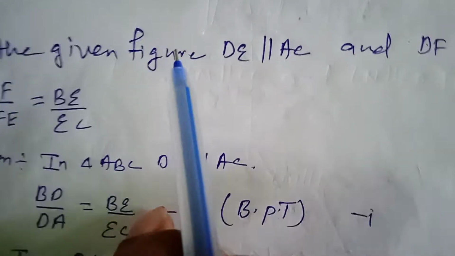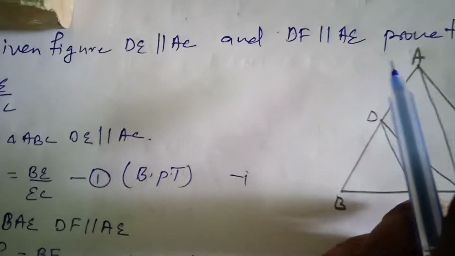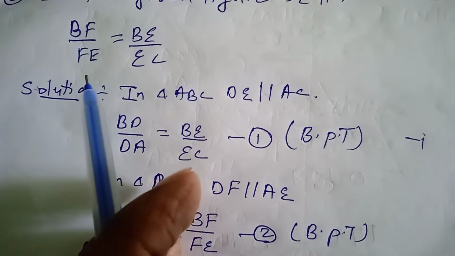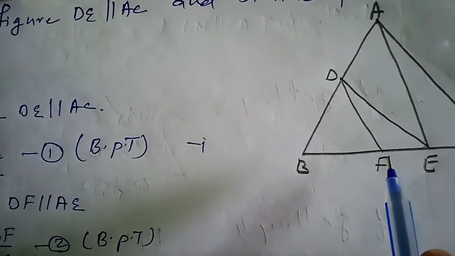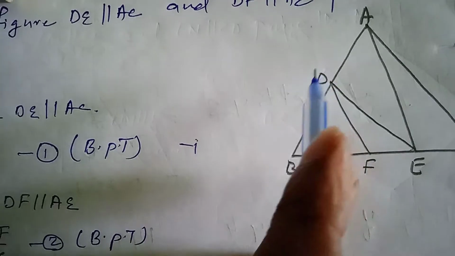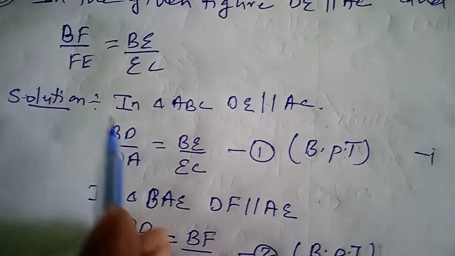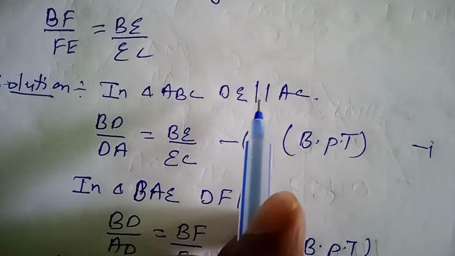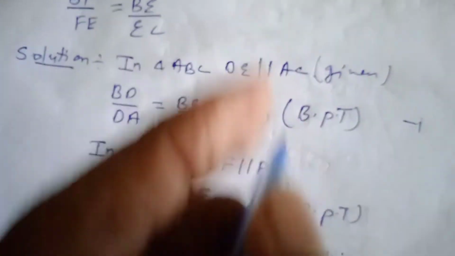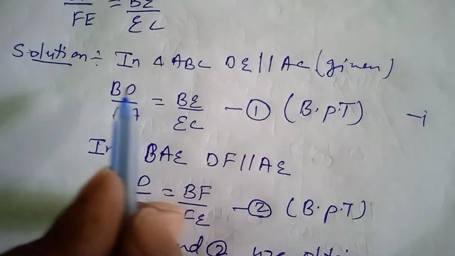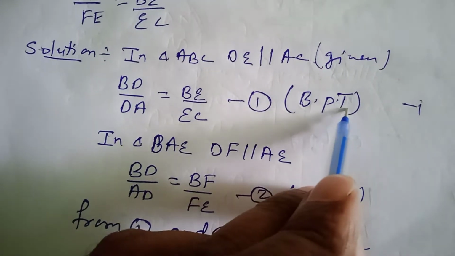In the given figure, DE parallel to AC and DF parallel to AE, prove that BF upon FE is equal to BE upon EC. With the help of the information, we have drawn the figure. Triangle ABC, DF parallel to AE and DE parallel to AC. In triangle ABC, DE parallel to AC is given. According to the basic proportionality theorem, BD upon DA is equal to BE upon EC.